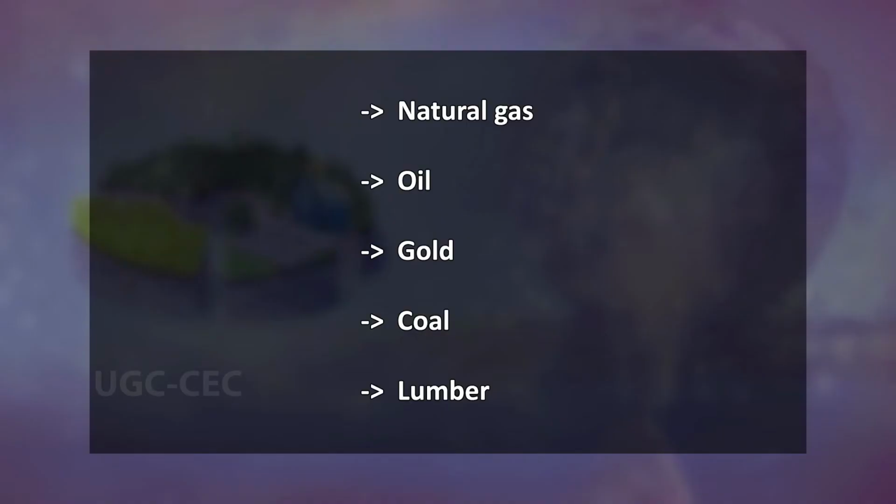The United States is rich in natural gas, oil, gold, coal and lumber. The United Kingdom is home to arable land, coal, petroleum, iron ore, zinc, lead, salt and silica. Its economy is ranked 5th in the world.